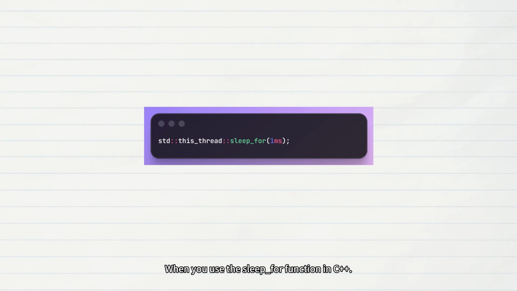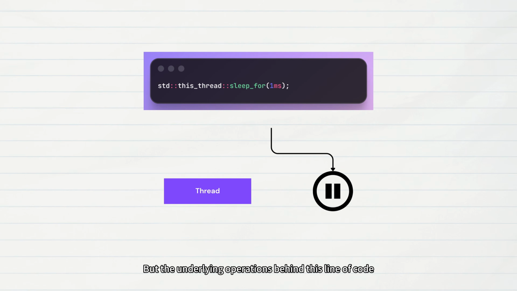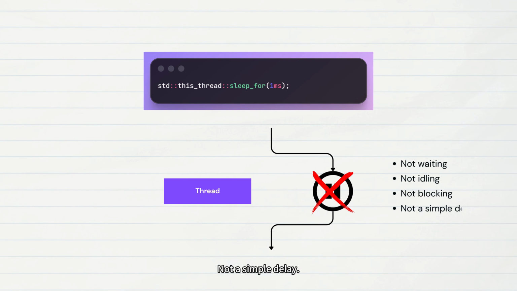When you use the sleep function in C++, you might think you're simply pausing the current thread for 1 millisecond. But the underlying operations behind this line of code are far more complex than you imagine. Do you think it's just a pause, waiting for 1 millisecond, and then continuing when the time is up? I'm telling you, that's completely wrong. It's not waiting, it's not idling, not blocking, not a simple delay.